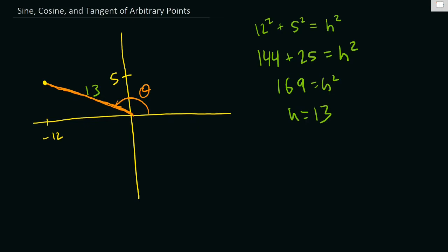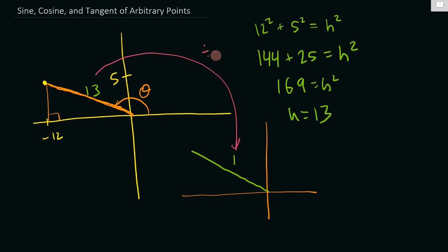So here's what we can do. We can take this big triangle in this quadrant, and we can scale it down to be a triangle with hypotenuse 1. And so how do you go from 13 to 1? What we've done is we've reduced by 13. So then this vertical side here is 5 divided by 13. And our adjacent side here is negative 12 divided by 13.